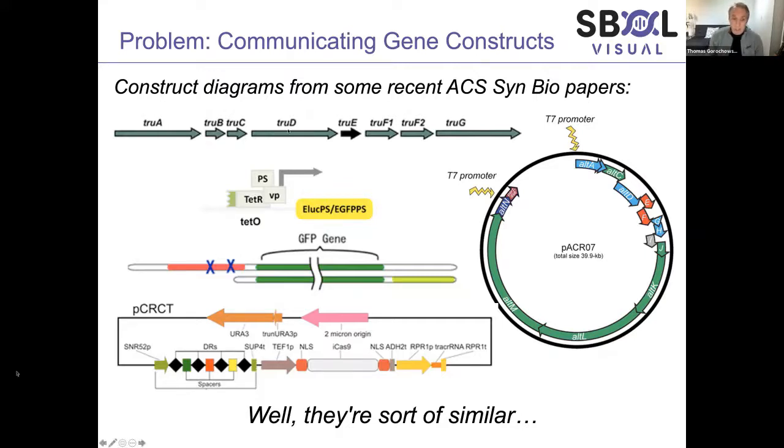So these are some examples from some ACS Synthetic Biology papers, and you can see that you've got some elements that I'm assuming are genes, represented by these arrows. We've also got these arrows, in this case representing what looks like a T7 promoter. Here you've got bars, and here you've got some of these diamonds. And so there are lots of different symbols here. And in many cases, what you find is that some are similar, but some are different, and some seem to have conflicting meaning between what they're actually used for.